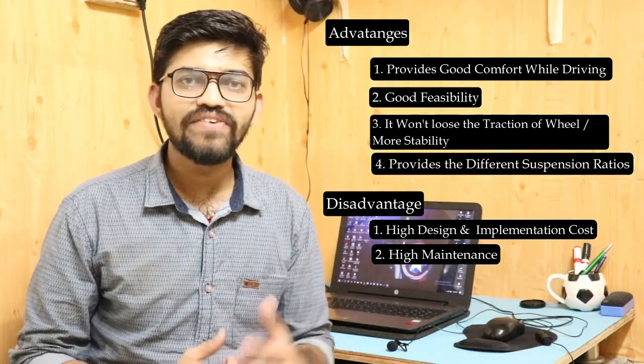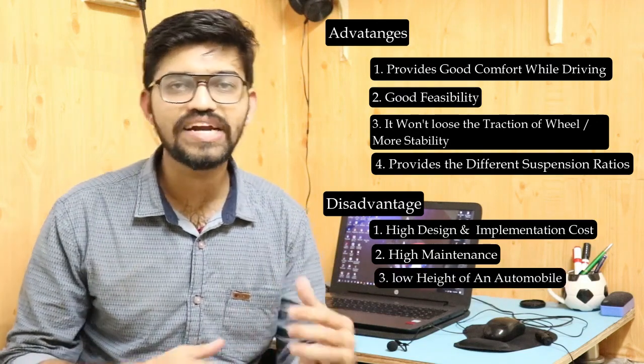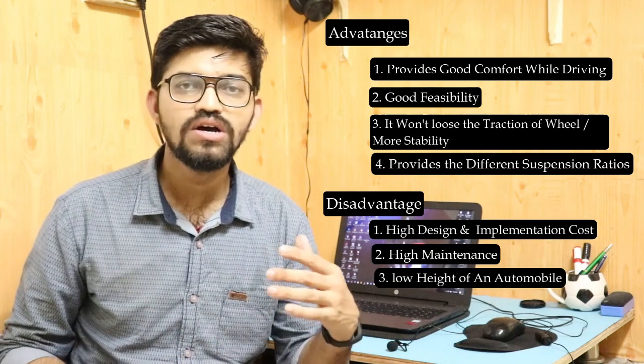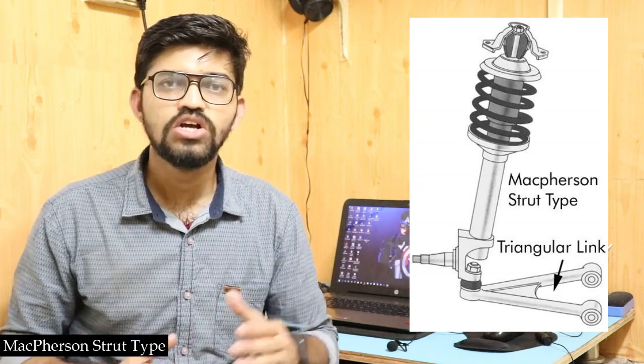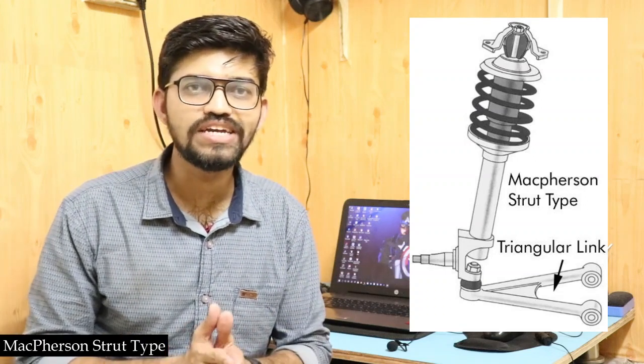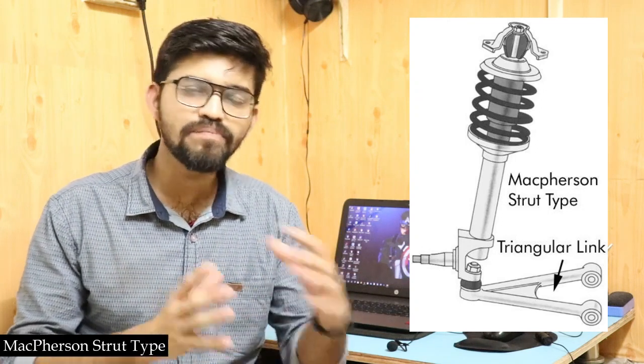Also, another disadvantage is the low height of an automobile. So that is another disadvantage of this particular type of suspension arrangement. So moving ahead, next is the Macpherson strut type of suspension arrangement. This type of suspension arrangement is very commonly used and is basically very simple.